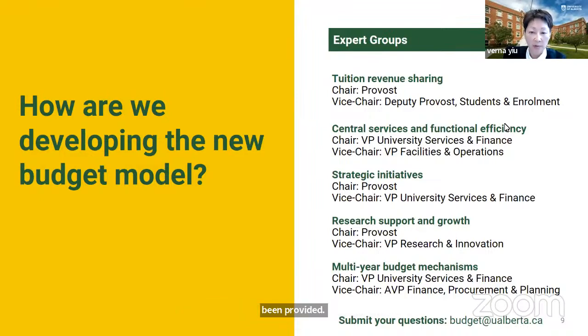on threshold budget model design decisions that are related to 5 themes: how we share tuition revenues, how we allocate funds to centralized support units, how we're supporting research activity and growth, how we support strategic initiatives, and how we allocate budget using multi-year data and allocations to performance. These expert groups include about 85 budget owners and users with representation across every faculty and university unit.